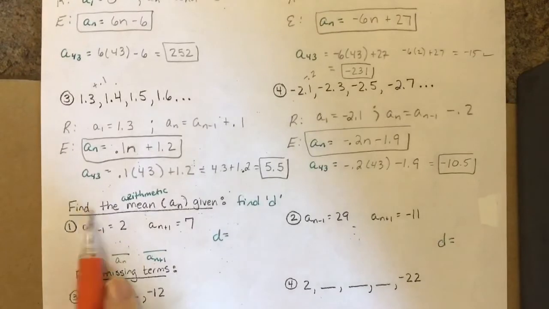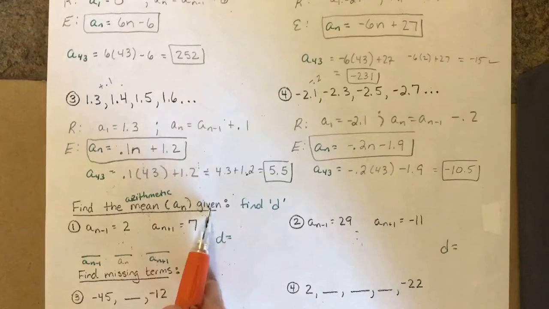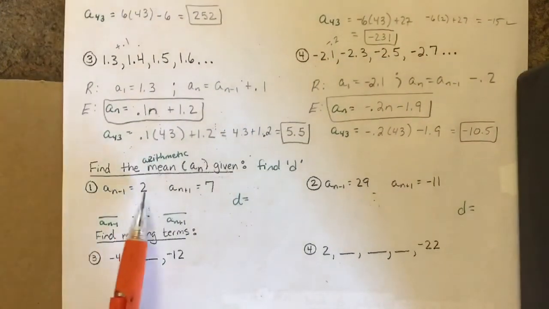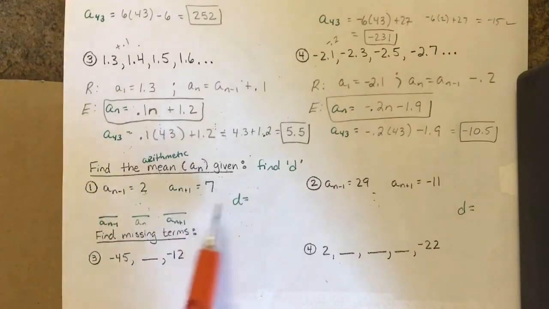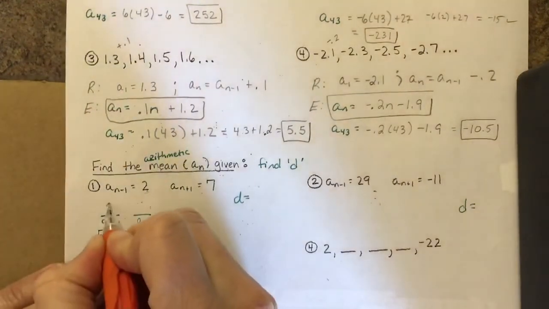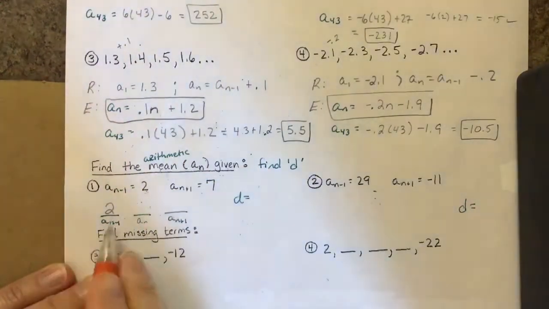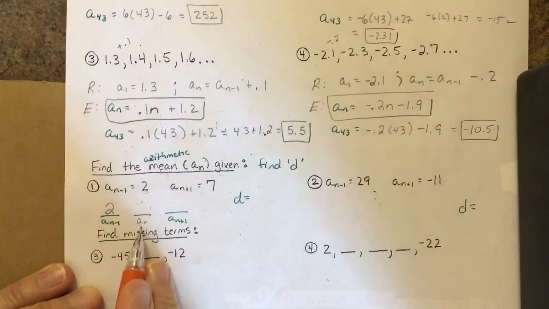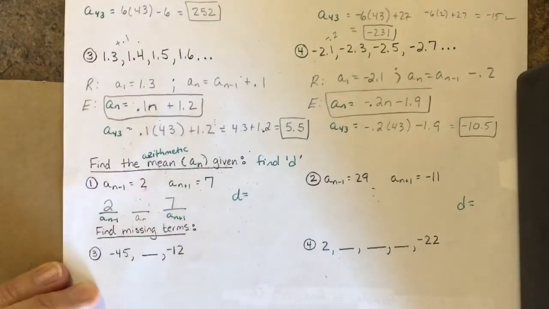Arithmetic sequences. Now we're going to find the arithmetic mean a sub n given the previous term, 2, a sub n minus 1, and the subsequent term, a sub n plus 1, which is 7. We don't know the a sub n term. What's this middle term?